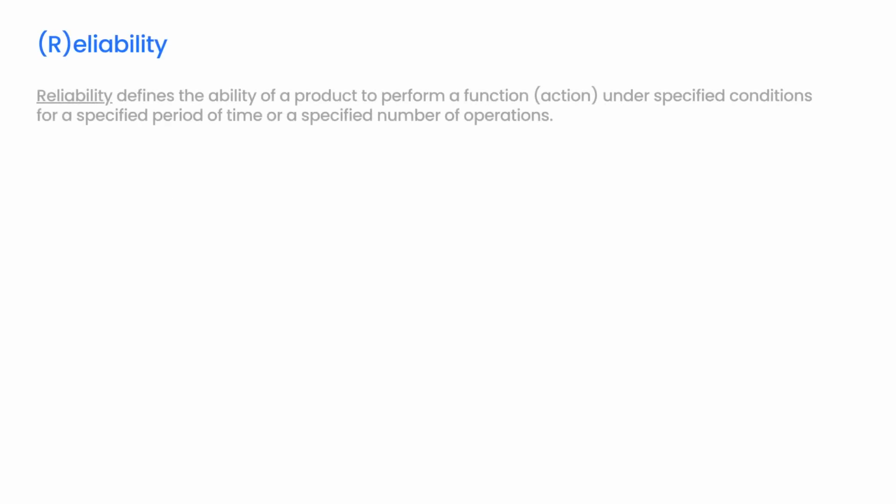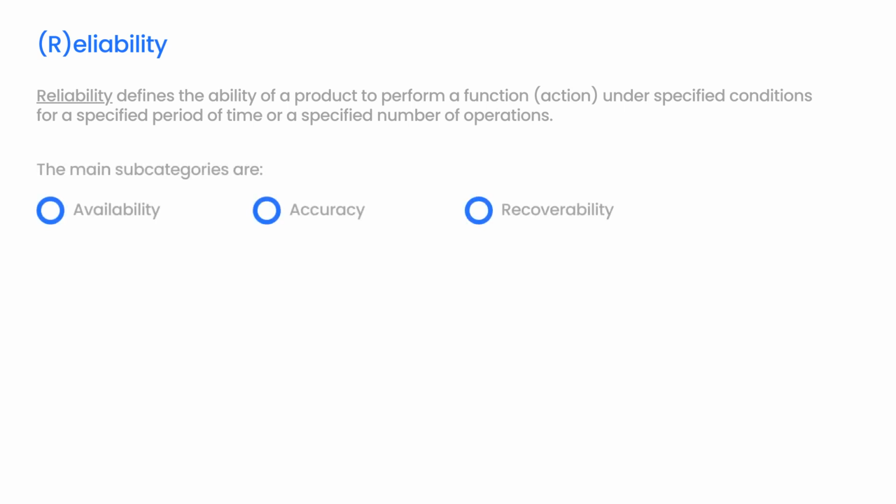Reliability. Reliability defines the ability of a product to perform a function, action, under specified conditions for a specified period of time or a specified number of operations. The main subcategories are availability, accuracy, recoverability.